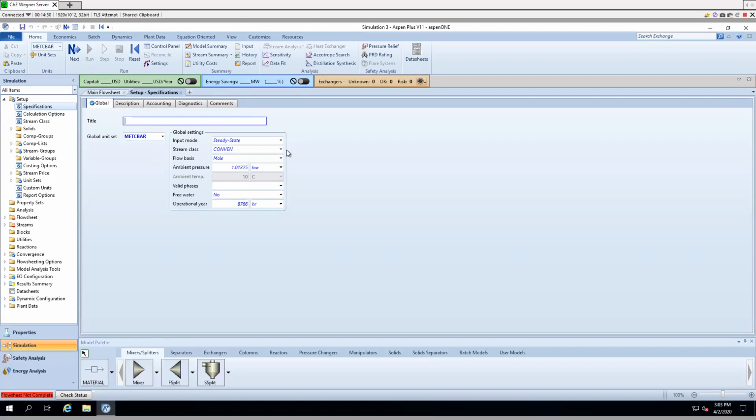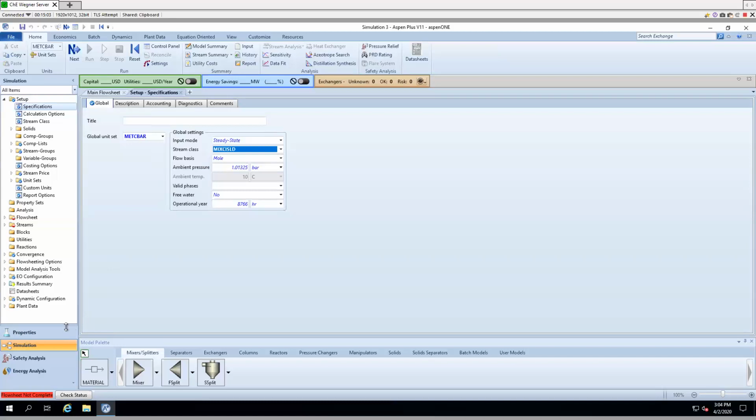In order to have solids, we need to change Conventional to MIXCISLD. This stands for Mix Conventional Inert Solids. So it means we'll have two substreams, a substream called mixed and one called conventional inert solid, which I call CI solid. And that's all we really have to do for this part.